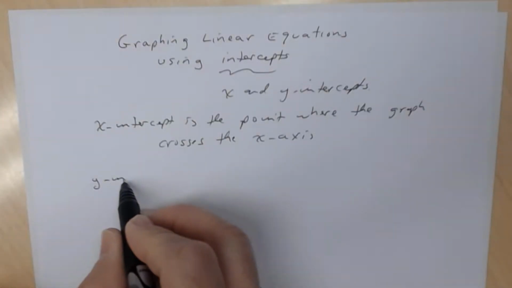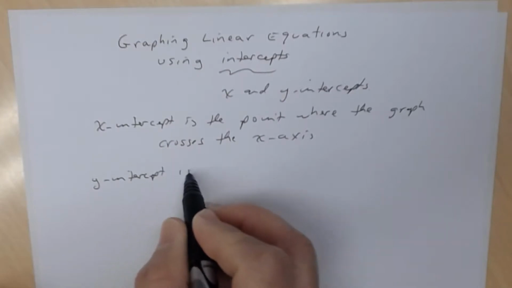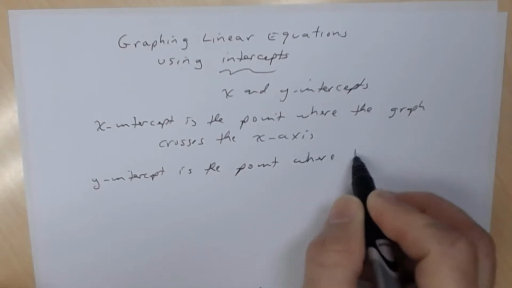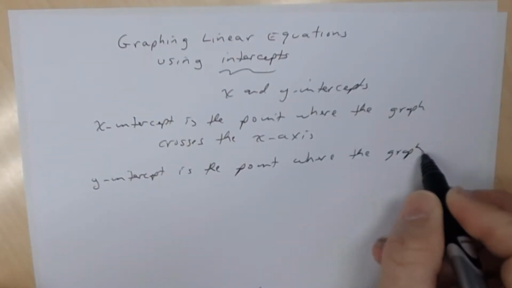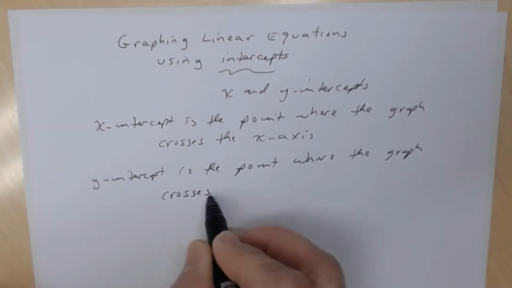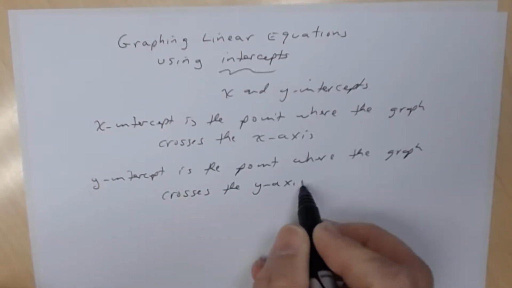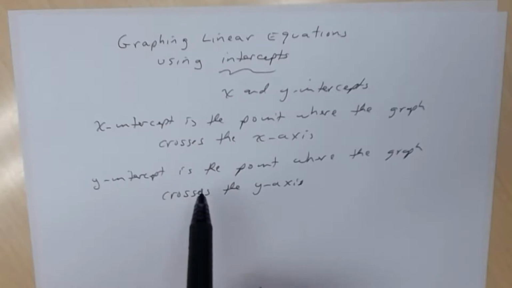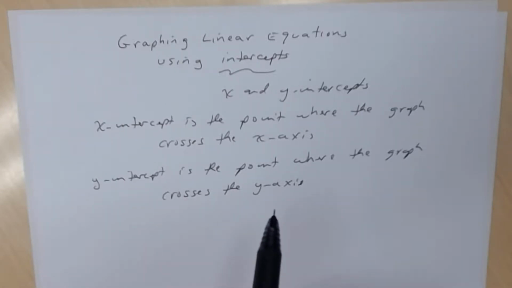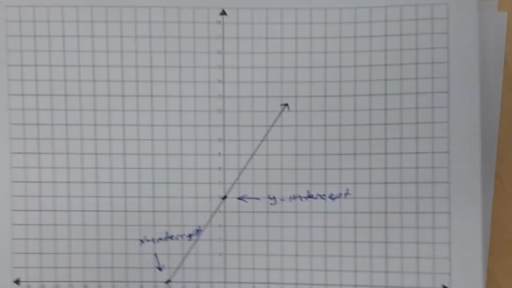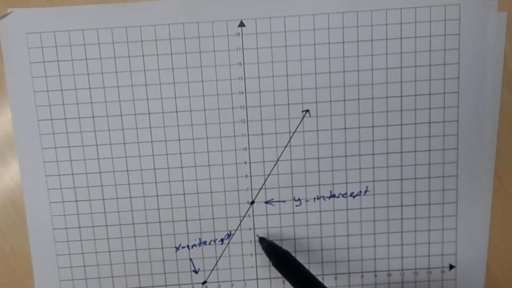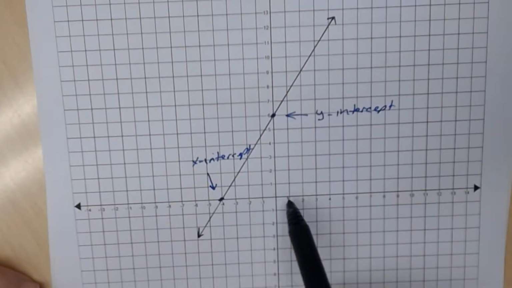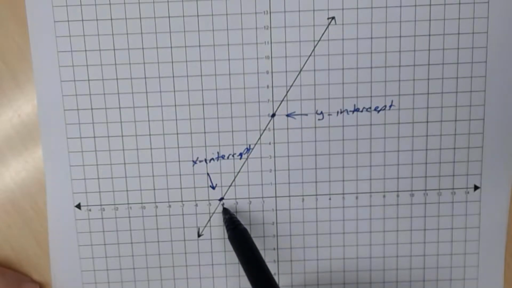The y-intercept is the point where the graph crosses the y-axis. All right, so the x-intercept is a point where the graph crosses the x-axis, and the y-intercept is the point where the graph crosses the y-axis. So again, if we go back to our line, this line right here crosses the y-axis at this point, so that's the y-intercept, and it crosses the x-axis at this point, so that's the x-intercept.